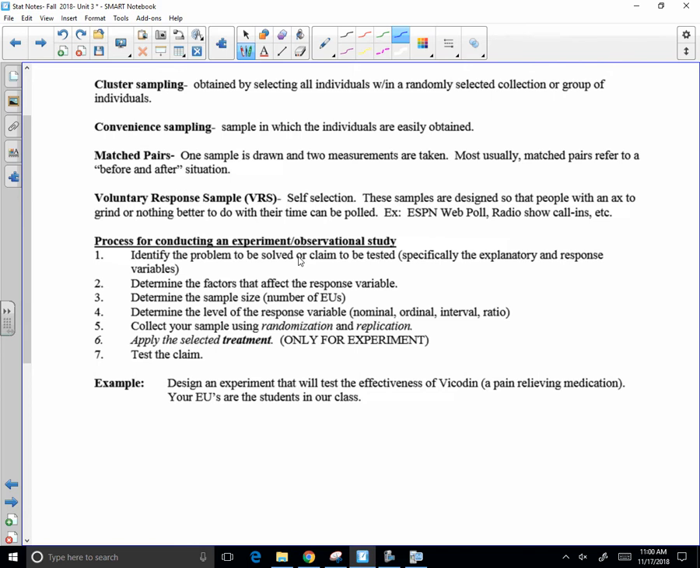I would imagine not necessarily. All right, but I have no evidence of that. Matched pairs. This is a fun one, I think.